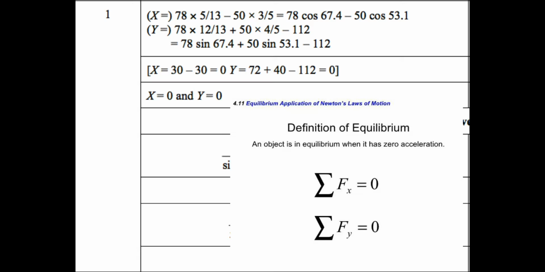That is 78 sin 67.4 plus 50 sin 53.1 minus 112. So we can use it on the x and y axes, and then we get x equals 30 minus 30 equals 0, and y also 72 plus 40 minus 112 equals 0. So all force in the x direction and in the y direction equals 0.